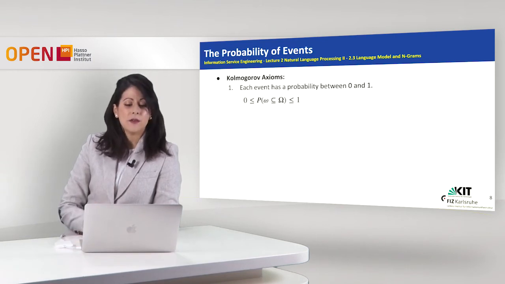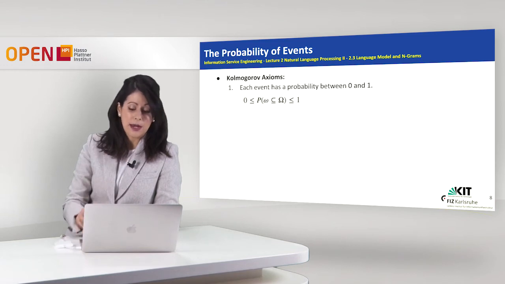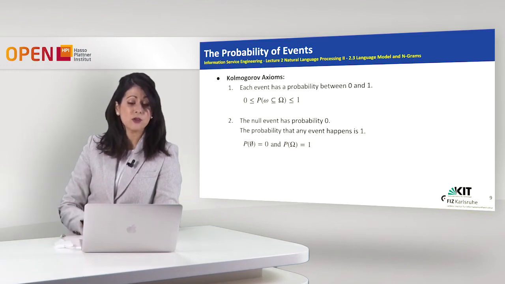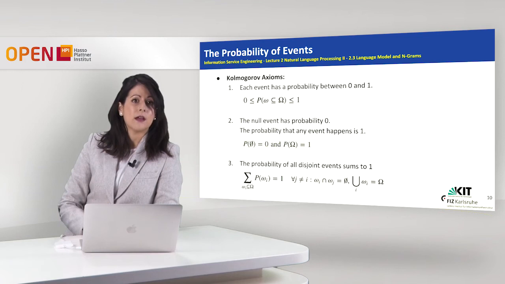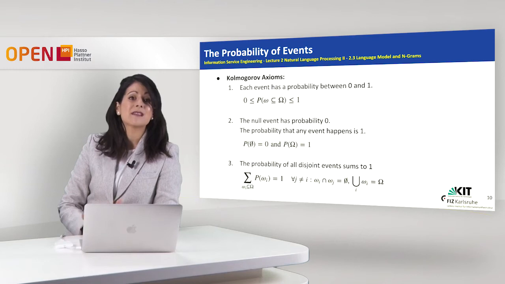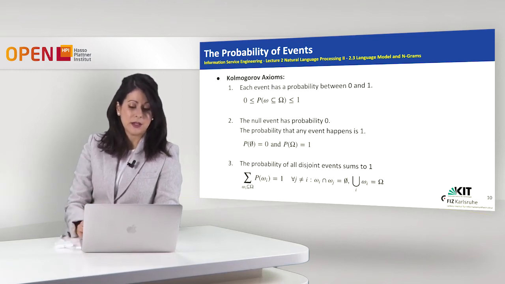And then there are some very helpful axioms we need to know here, which are called the Kolmogorov axioms. There are 3 axioms proposed by Kolmogorov. The first one says that each event has a probability, denoted by a capital P, between 0 and 1, formalized in this way. The second Kolmogorov axiom says that the null event has a probability equal to 0, while the probability that any event happens is equal to 1. And the last Kolmogorov axiom says that the probability of all disjoint events sums to 1, given by the formalization here.